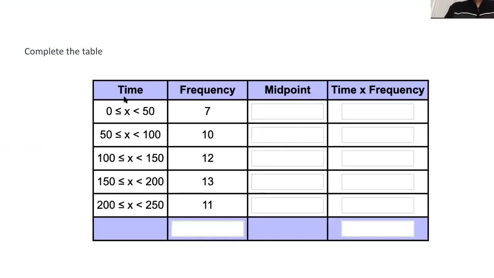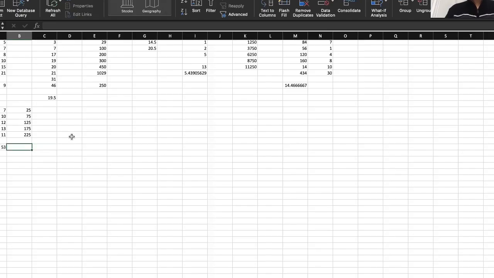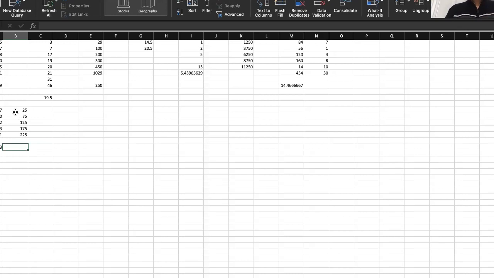Right. I'm seeing that for the midpoints, most of you are getting some answers. Hopefully these midpoints should be pretty easy to find, but I'm seeing 25, 75, which is good. So I'm going to go over to my Excel file and show you what I did. This side is all my midpoints, which are 25, 75, 125, 175, and 225. And then these are all my frequencies.